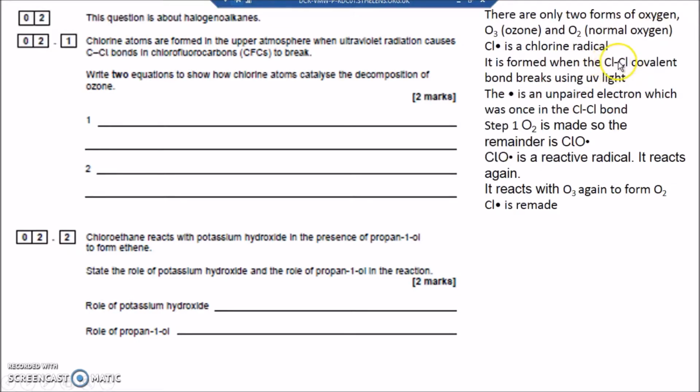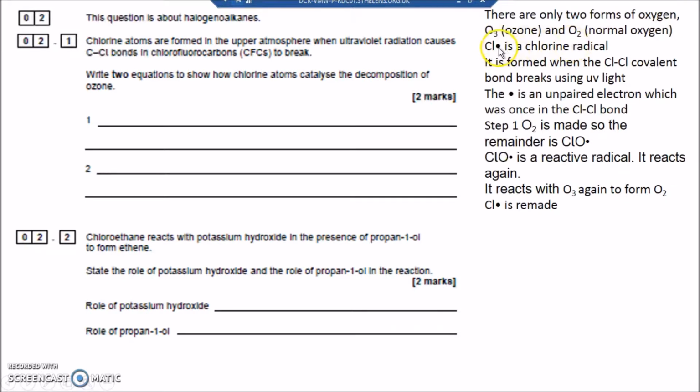Or in some cases if you've got chlorine itself, Cl2, it's when Cl2 breaks or when C-Cl breaks. So a bond between a Cl and a C, or between a Cl and another Cl, when it breaks in the presence of UV light, the two atoms break the covalent bond and the atoms get their electron back, and you draw it as a Cl dot, which is a chlorine radical.